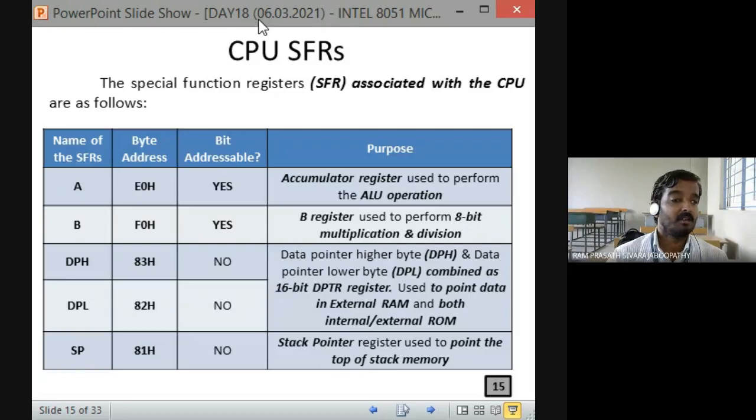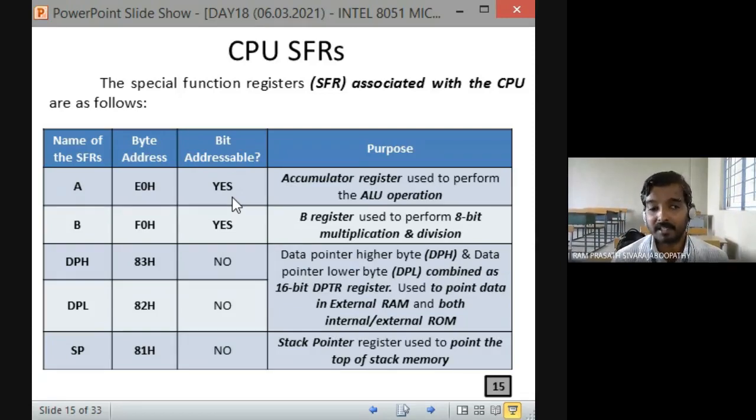A stands for accumulator register. Its byte address is E0. Then coming to the next thing, in the accumulator register, whether we can address each bit or not, that we call bit addressable or not. Yes, accumulator in 8051 is bit addressable. That means each bit of the accumulator you can set or clear.